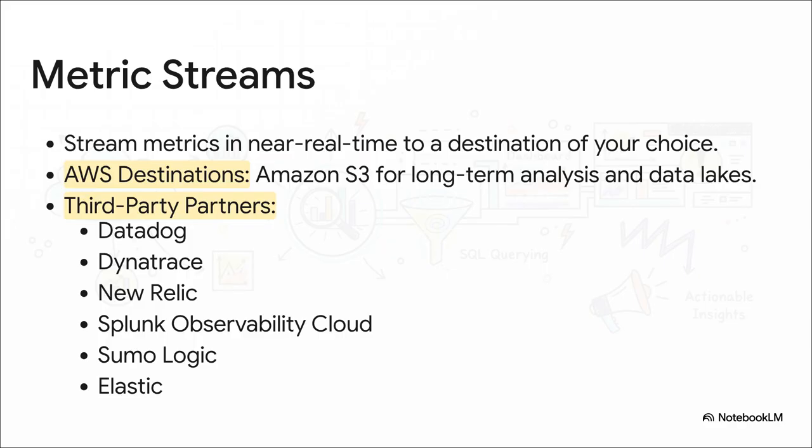This feature is all about breaking down silos. It lets you fire off your metrics in near real time to a bunch of different places. You can send them to Amazon S3 to build a long-term data lake, or as you can see here, you can send them directly to all the big names in observability: Datadog, New Relic, Splunk, you name it. It ensures CloudWatch plays nice with the rest of your tools.